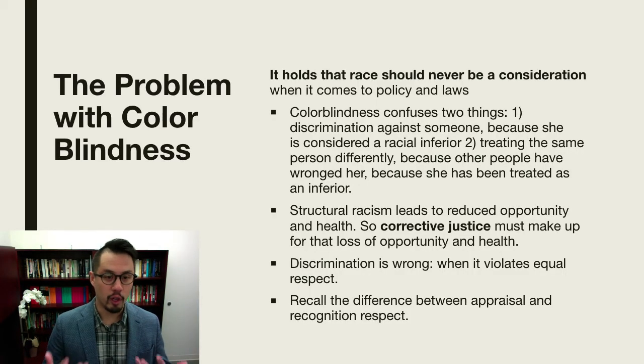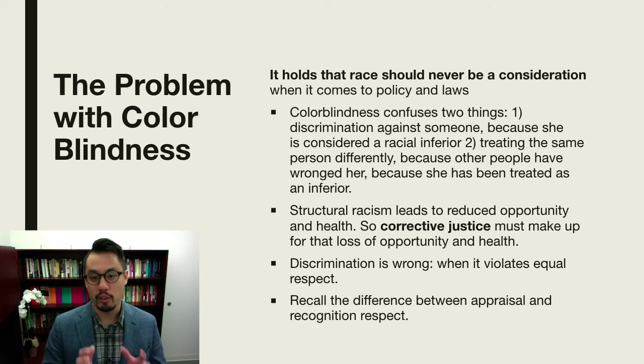It is important to know the difference between a justifiable discrimination versus a morally wrong discrimination. And I think this allows us to understand color blindness as well as its limitations. So what is color blindness? Well, color blindness basically holds that race should never be a consideration when it comes to institutional policies and laws. But what are some issues with that? Well, we have seen that though not scientifically valid, race has very real social consequences.